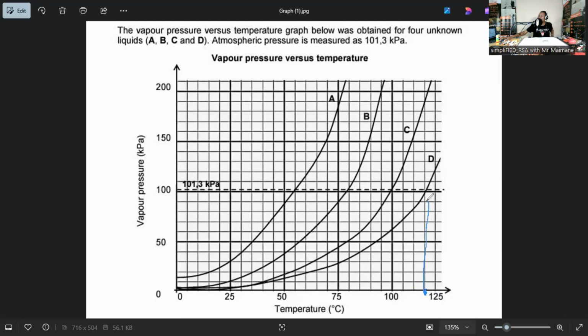you can tell that liquid D is below here. Liquid D hasn't boiled yet. Everything else is above the atmospheric pressure at this temperature, but liquid D was still a liquid at 115 degrees. So that's the answer for 3.2.2. Liquid D will remain a liquid at 115 degrees. That would be the answer for 3.2.2.